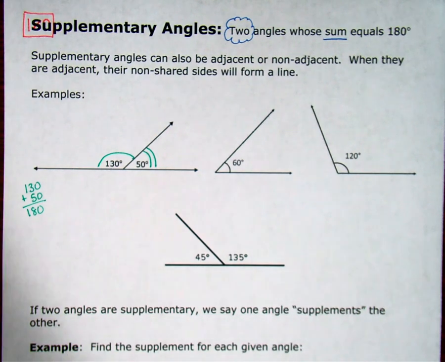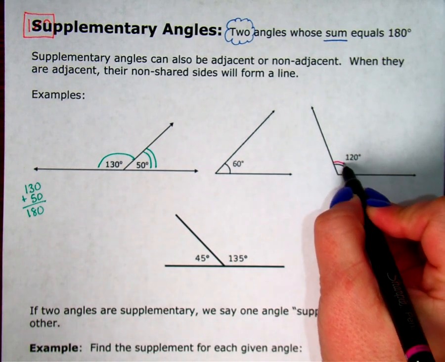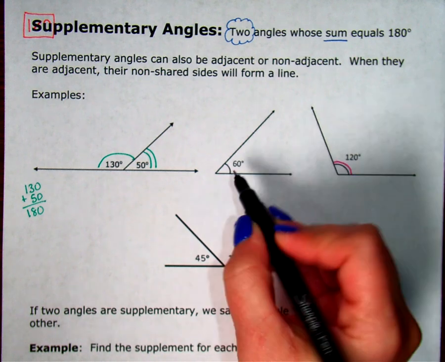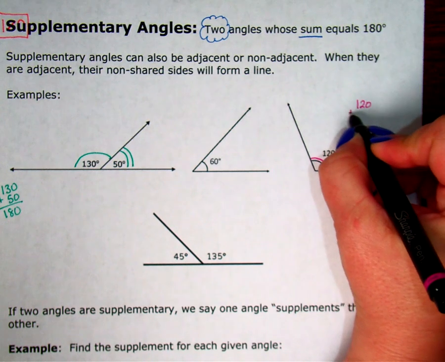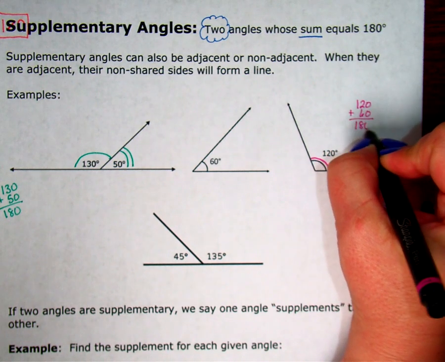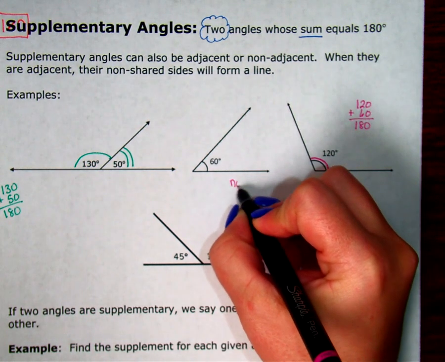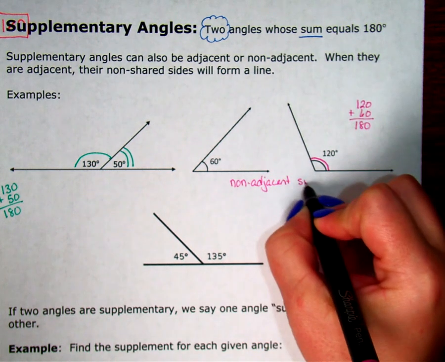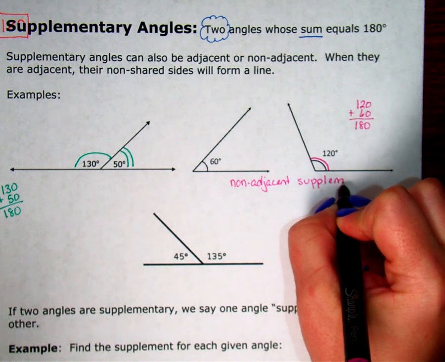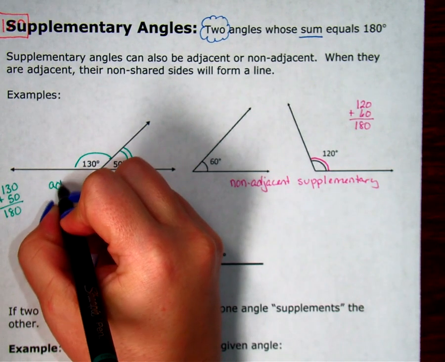When I look at the next two angles that make 180 degrees, I have a 60-degree angle, and I'm going to add an extra arc because these are not equal. I have a 60-degree angle and a 120-degree angle, and when I do 120 plus 60, I do get my 180. So these two angles together are supplementary. They are non-adjacent supplementary angles, whereas my first set were adjacent supplementary.